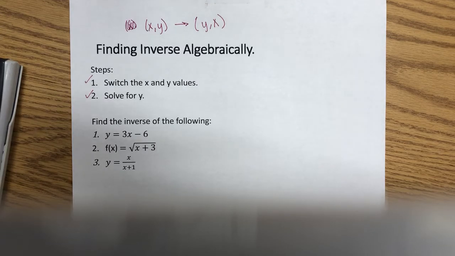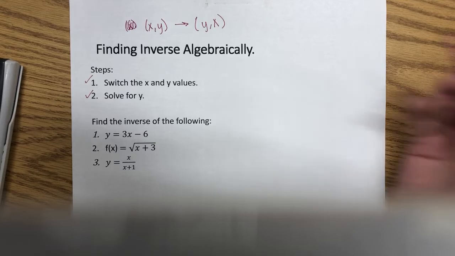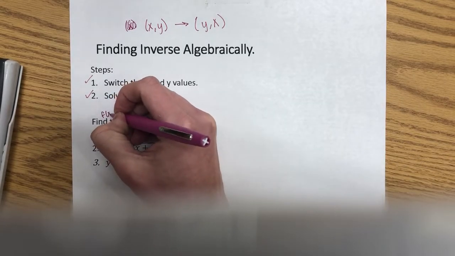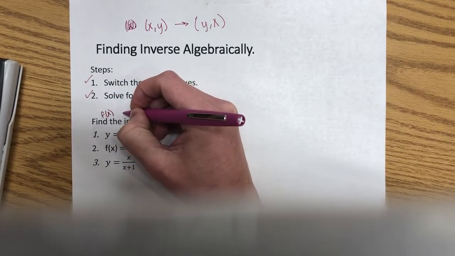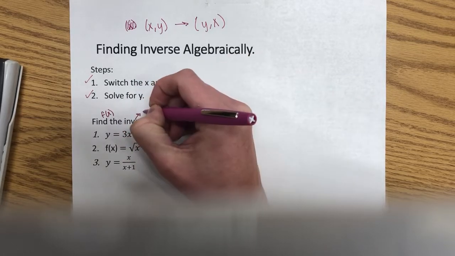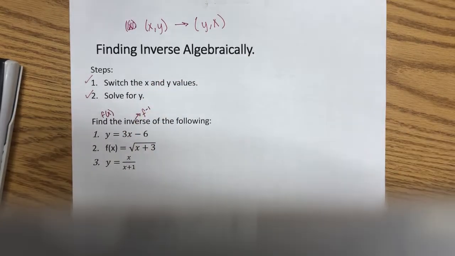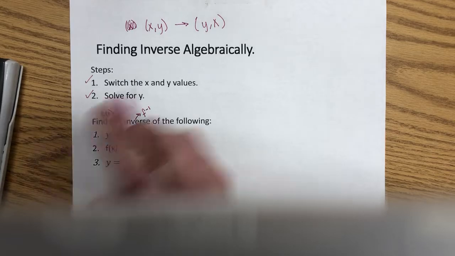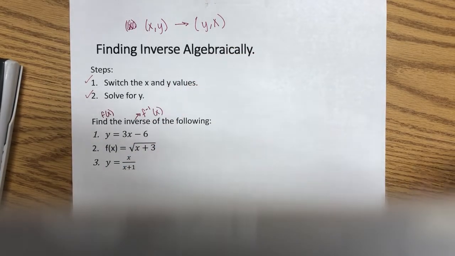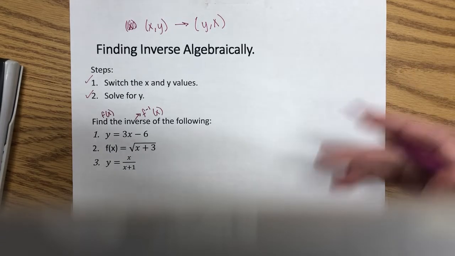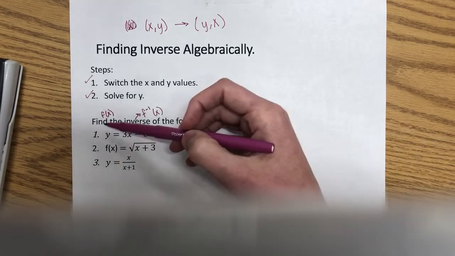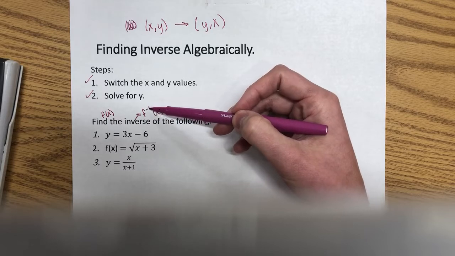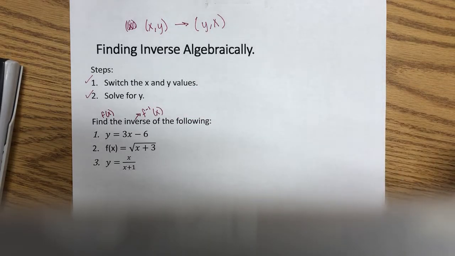So for problem number 1, it's asking us to find the inverse of the following. And remember that if f of x is our original function, we could also see the inverse written as f and then -1 as the superscript. So that means the inverse of f of x. Just keep in mind that notation. I could just say find f^-1 of x. So that's what we're looking for.